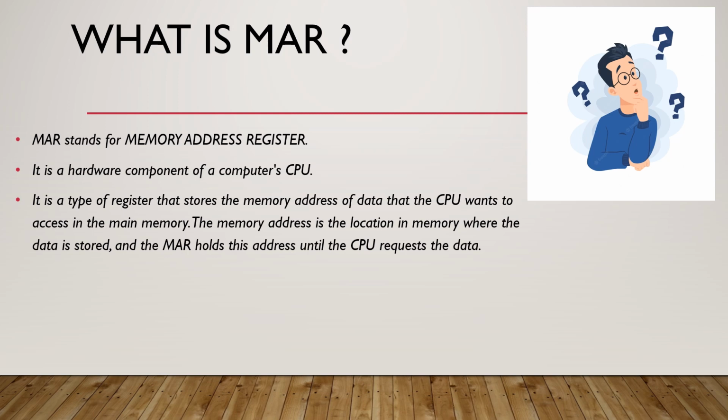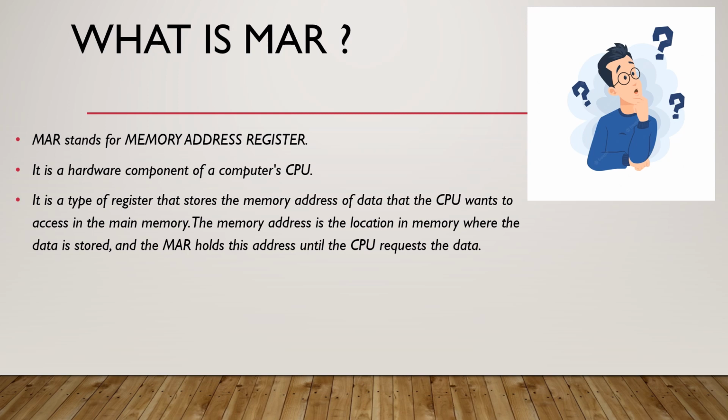So when a program or application is executed on a computer, the CPU needs to access the data from the memory. To do so, the CPU needs to know the address of the memory location where the data is stored. This is where the memory address register or MAR comes into play. The MAR basically holds the address of the memory location that the CPU wants to read from or write to.